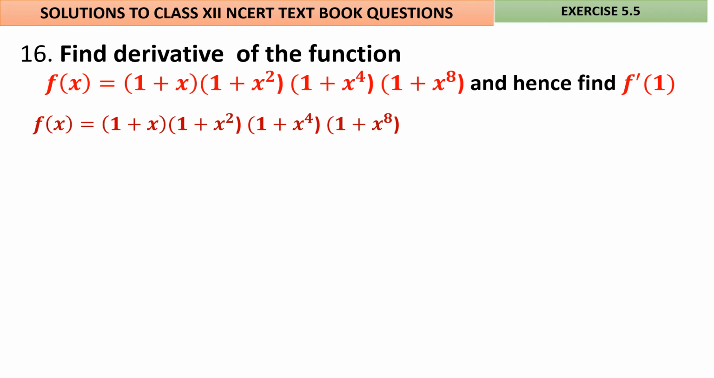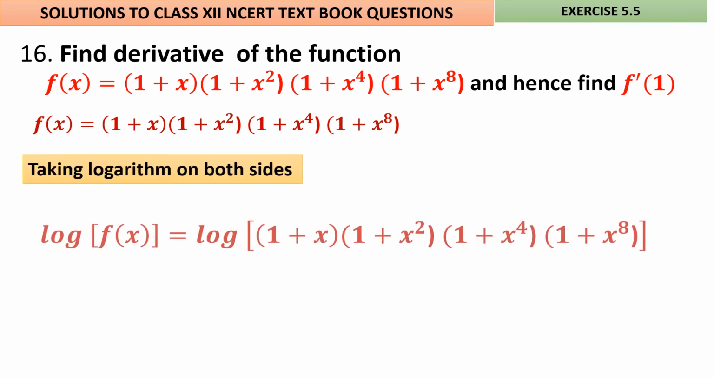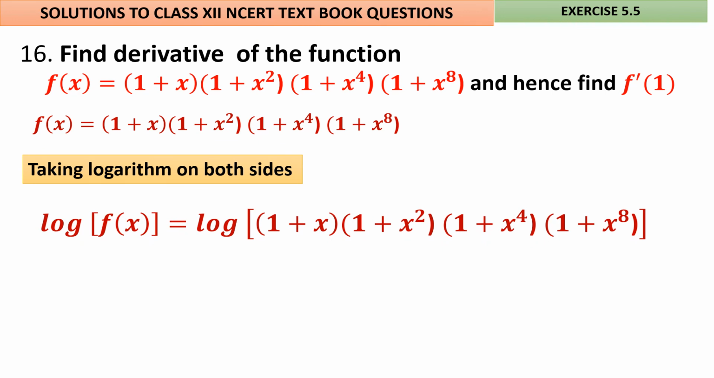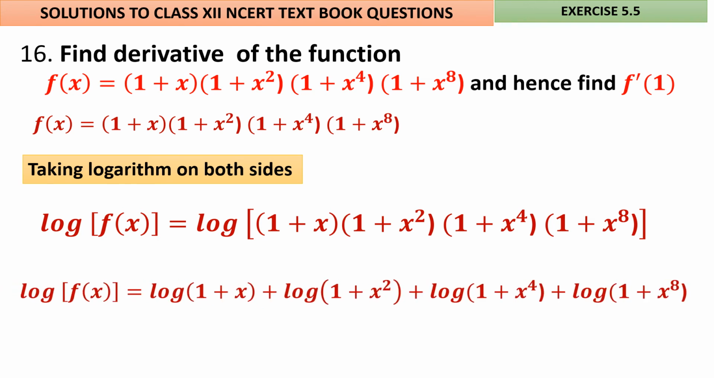Question number 16. Find the derivative of the function f of x, which is a product of 4 factors: 1 plus x, 1 plus x square, 1 plus x power 4, 1 plus x power 8, and hence find f dash of 1. As usual, we will take logarithm on both the sides. Log of f of x is log of the right hand side. On the right hand side 4 terms are multiplied. Therefore, log of the first plus log of the second plus log of the third plus log of the fourth.